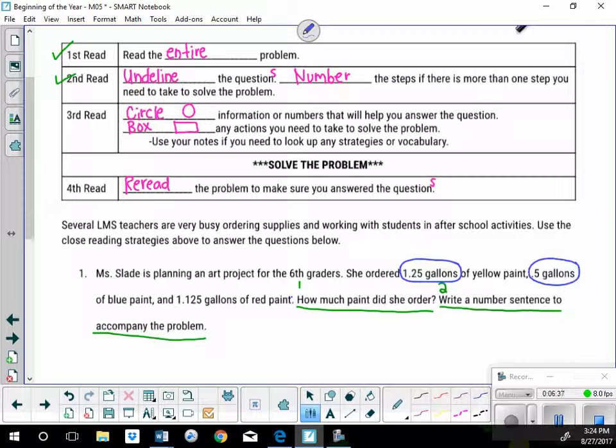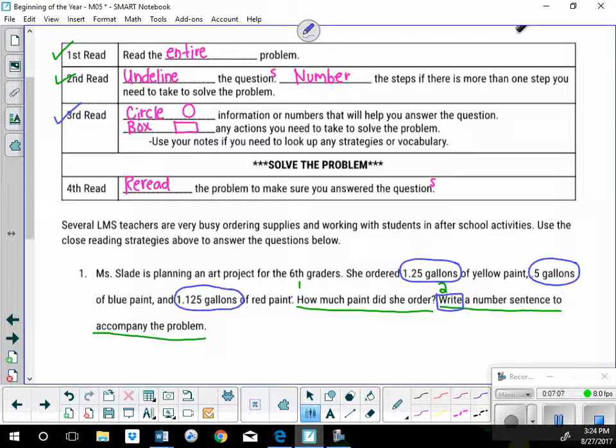And 1 125/1000 gallons of red paint. That's another piece of information I need to answer the question, how much paint did she order? Okay. Then it says, how much paint did she order? Okay, that's a question. And then we have write a number sentence. This is an action that we need to take to solve the problem. Write a number sentence to accompany the problem. All right, we got through our third read.